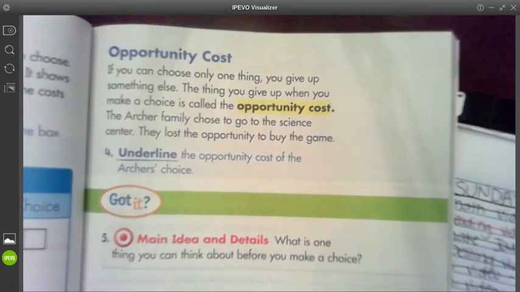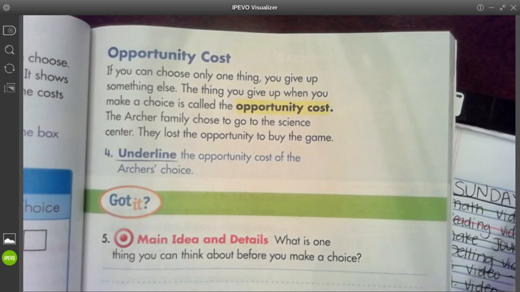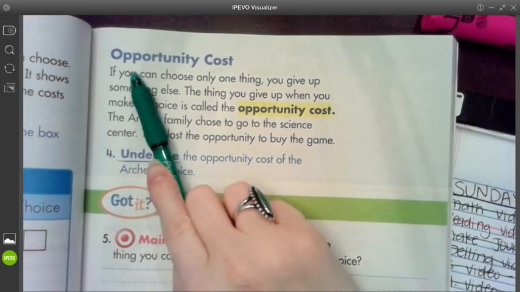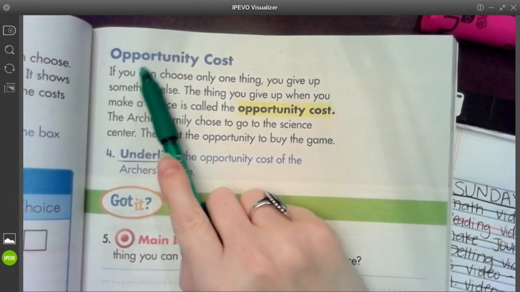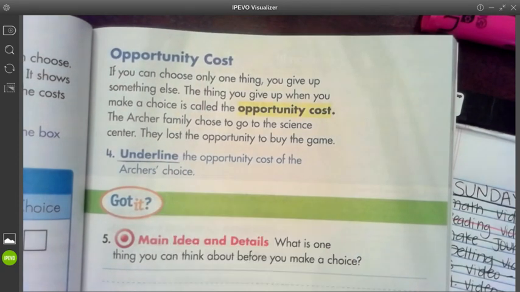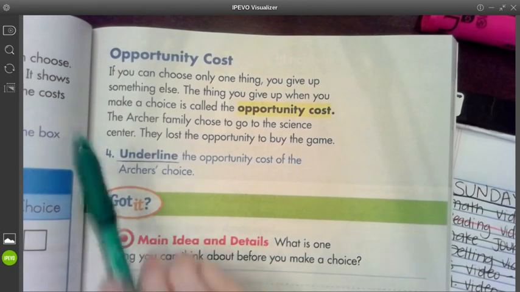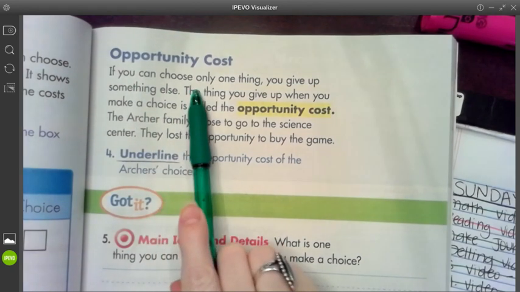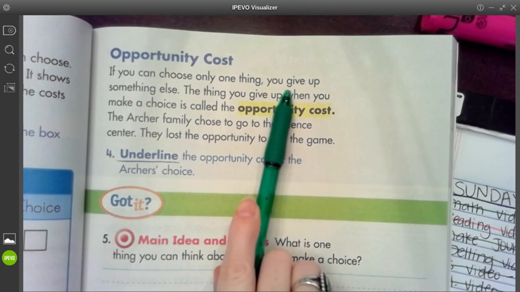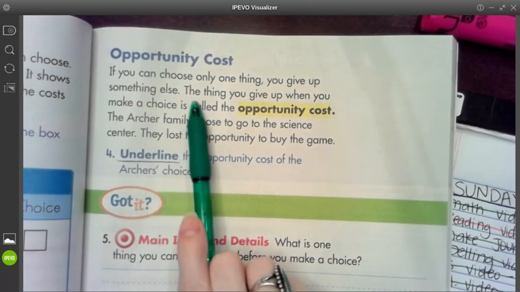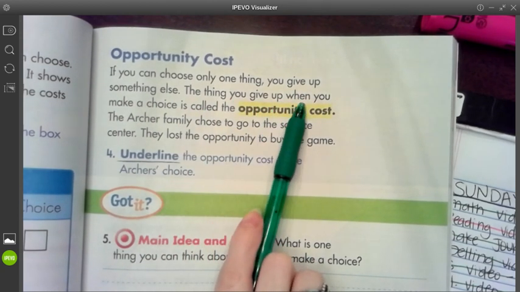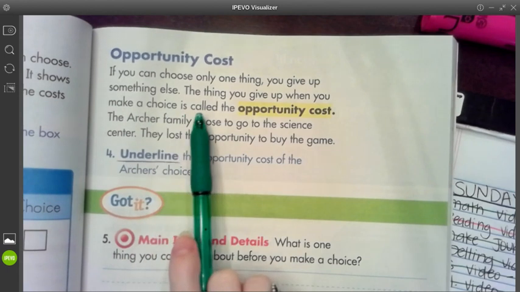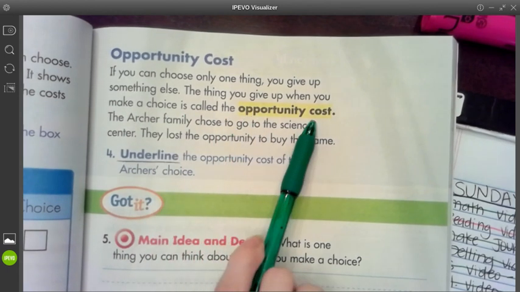All right, we have one more short paragraph, and then we have something I need to highlight that I haven't highlighted yet. So opportunity cost, a big word there. Why don't you say that out loud? Opportunity. Opportunity. So 5 syllables, long word. Opportunity cost. So we know that's the price. If you can choose only one thing, you give up something else. The thing you give up when you make a choice is called the opportunity cost.